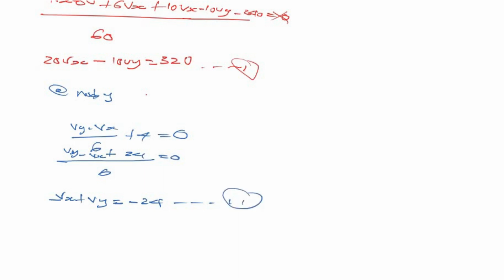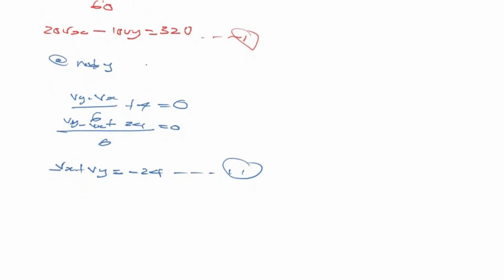So now, since we are having two unknowns, we can quickly use the elimination method to get the values of our Vx and Vy. So dividing equation 1, the equation at the top, by 10, we are going to have 20 divided by 10. We are having 2 Vx minus Vy is equal to 32. So now we are having equation 2, minus Vx plus Vy is equal to minus 24.